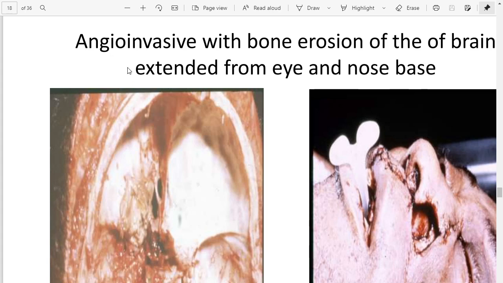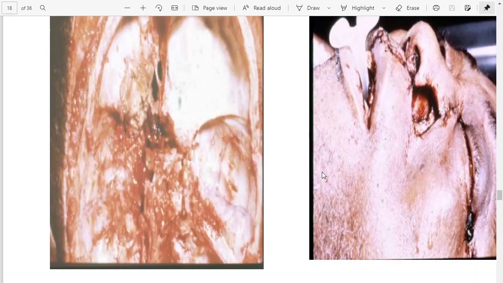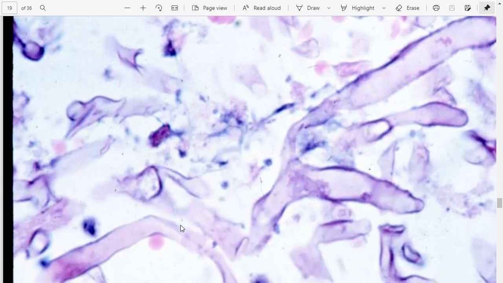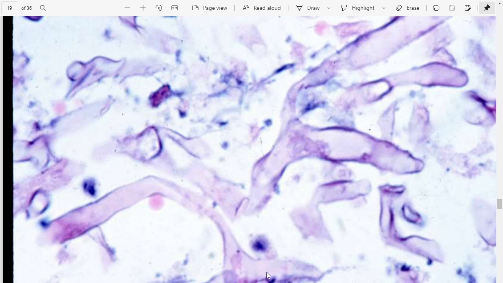This is completely fatal, sorry. Angioinvasive damage with bone erosion of the brain extending from the eye and nose directly into the brain. This is a biopsy showing the fungus. It caused the death of this patient.